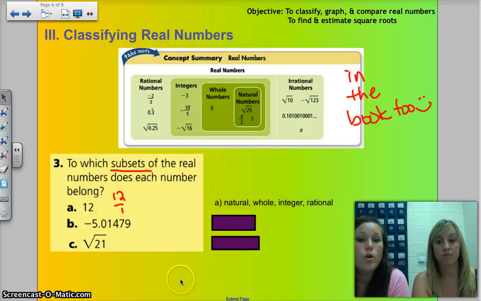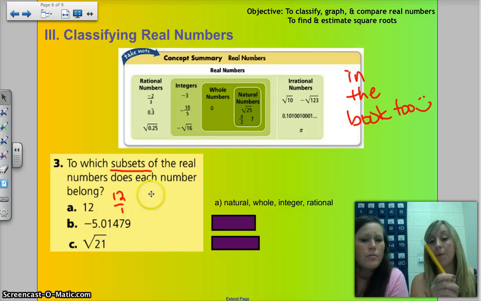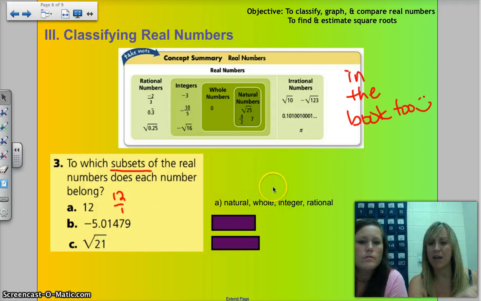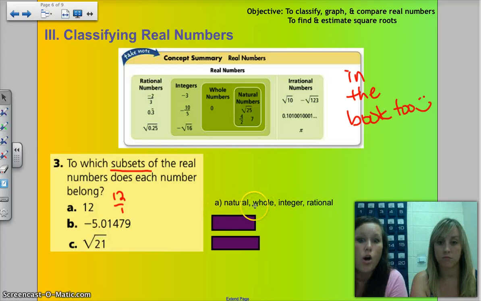Rational, integer, whole, natural. For those of you who have Mrs. Purdue, none of you will. Never mind. Skip it. But it doesn't matter, guys, if you write it natural, whole, integer, rational, or reverse. We don't care what order it's in as long as all of them are there. Let's check number B.